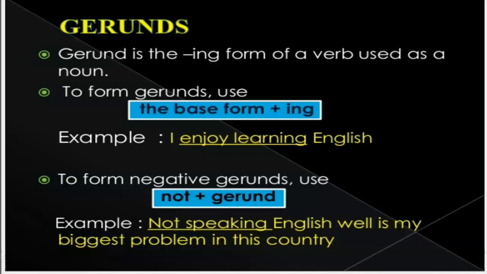Now how to form negative gerunds? We use not plus the gerund. Gerund means the base form plus ing. Not speaking English well is my biggest problem in this country. We can see here the negative word not. Speak is the base form, and then the ing.